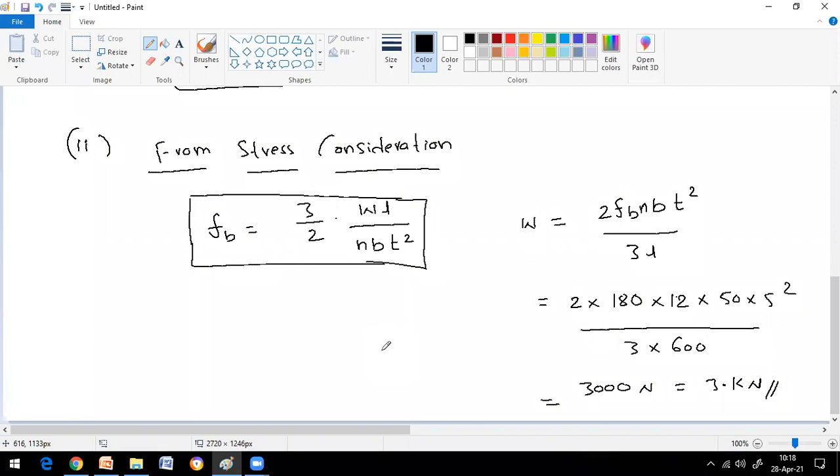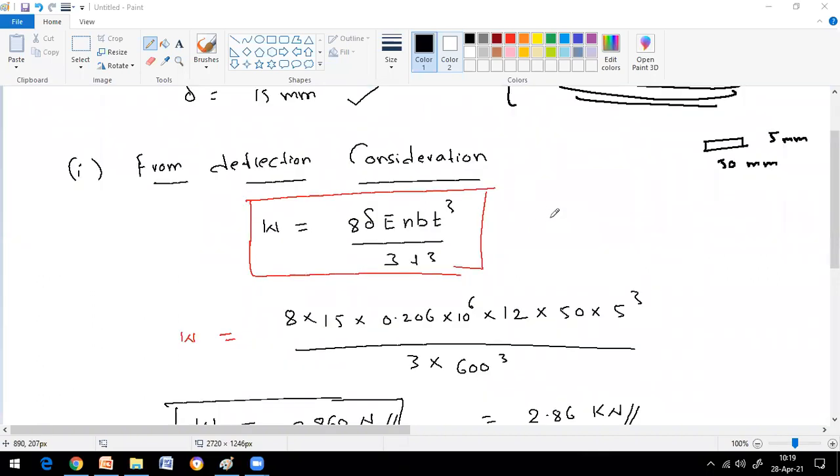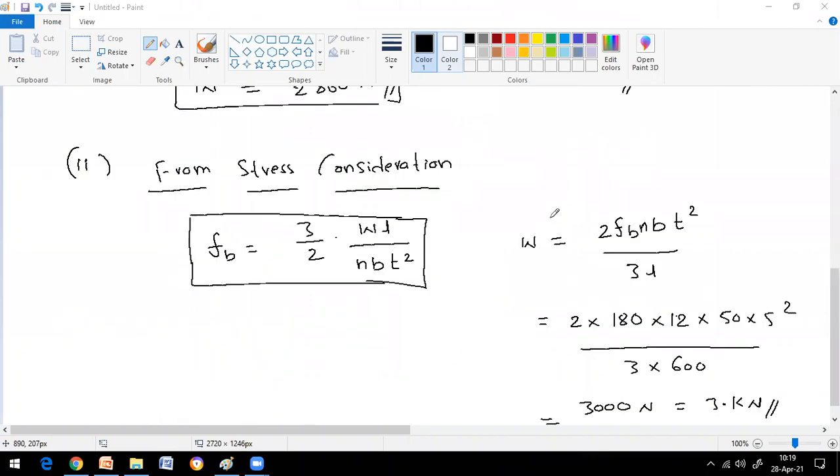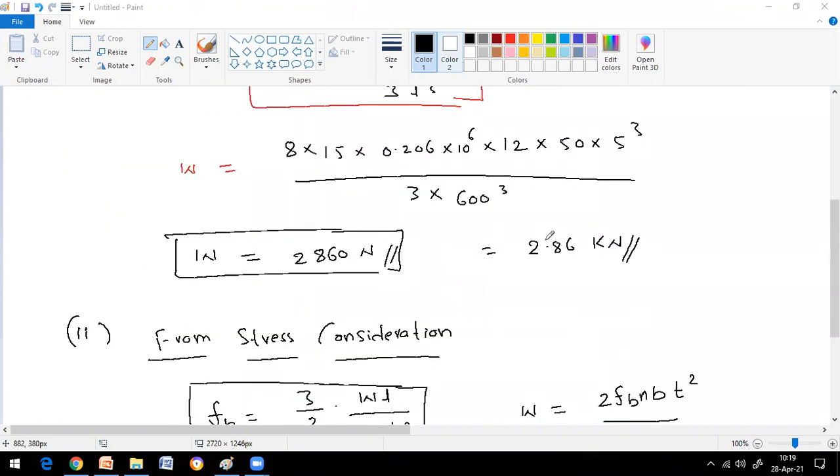So this is a GATE question. It was asked in the year 2017, as a fill in the blank. In GATE you also get fill-in-the-blank questions. So with these two formulas you have to calculate and compare the loads for deflection consideration and stress consideration. This is how you can solve leaf spring problems. Leaf springs are also called laminated springs, because each plate is layered one by one. That's why they are called laminated springs. So this is how you can solve the fifth problem.